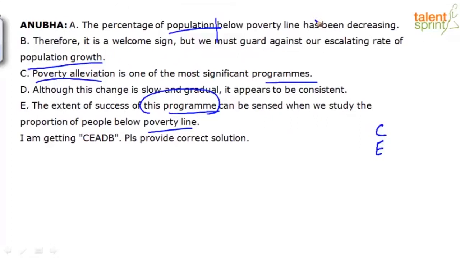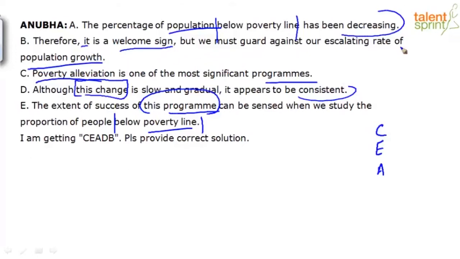So below poverty line is your repeat word again, repeat phrase, right? So A, the percentage of population below poverty line has been decreasing. So this is the change that has been spoken about in D. Although this change, the population below poverty line decreasing, is slow and gradual, it appears to be consistent. So that's a good part, right? Therefore, it is a welcome sign. What is a welcome sign? That even though the change is slow and gradual, it is at least consistent.